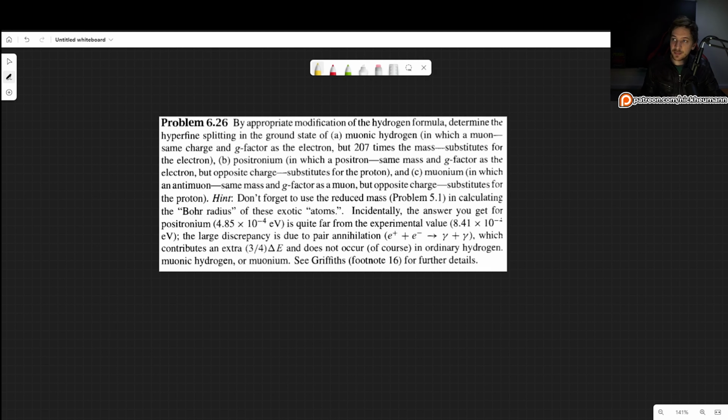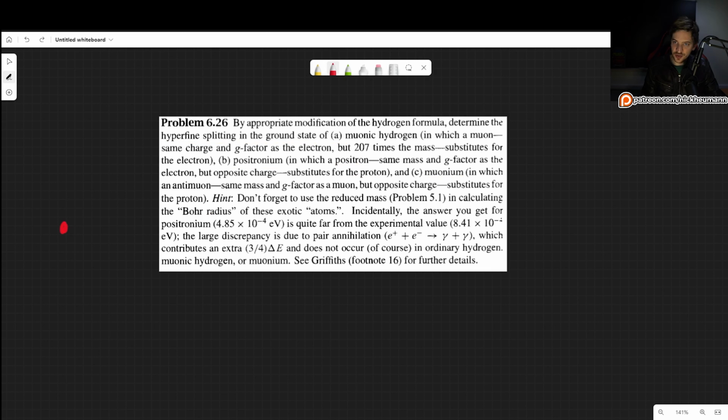It looks like a very long text, but it's not that much. It says, by appropriate modification of the hydrogen formula, determine the hyperfine splitting in the ground state of muonic hydrogen, which is a muon instead of the electron. Then we have positronium, that's part B, which has a positron instead of the electron, instead of the proton. And finally, we have muonium, which is an anti-muon instead of the proton. So it's basically different types of hydrogen, right?